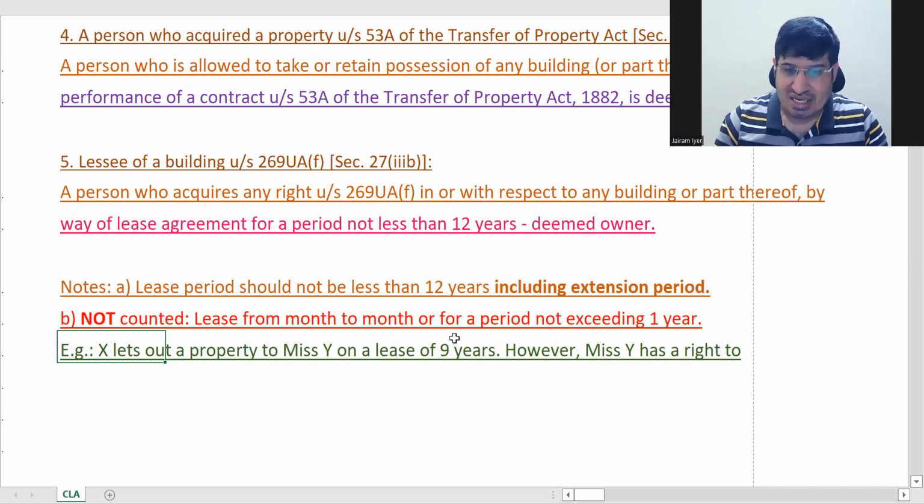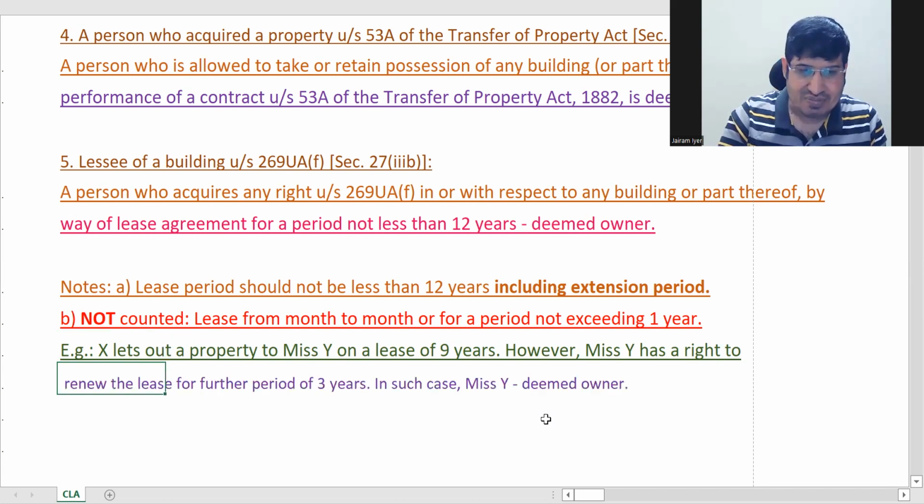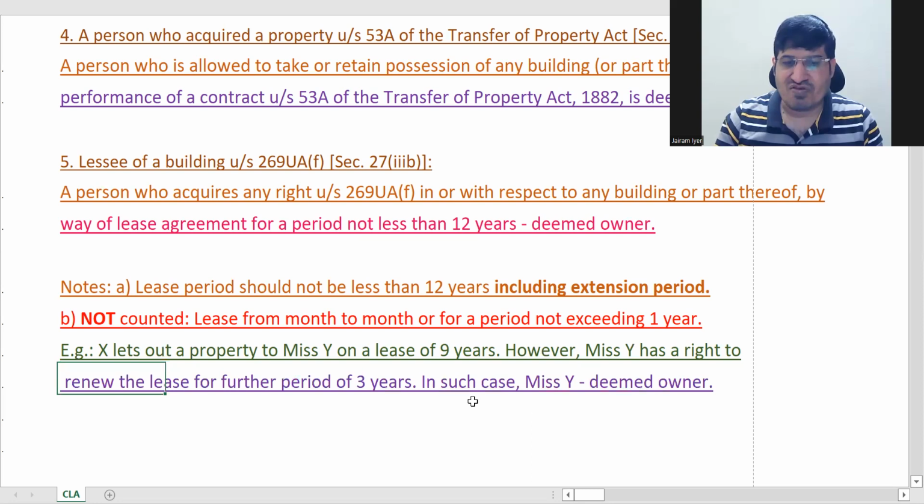Okay, so the lease is of 9 years, but she has a right to renew the lease for a further period of 3 years. So, add the renewing period. So 9 plus 3 is 12 years, correct? And you need 12 years or more. So for 12 years, she has the power to extend. Correct? So it is fine. So that means Miss Y will be the deemed owner.